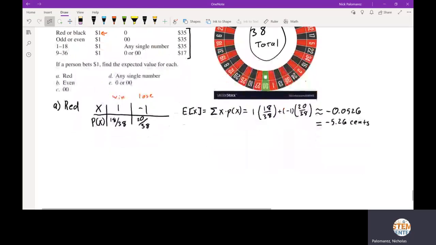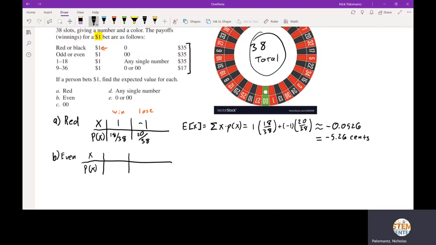So for part B, we are looking at betting on an even value. And we're going to follow the same procedure. We're going to make a probability distribution for winning and for losing. We'll use the same columns there. So let's take a look. If we bet on even or odd, we still get $1 if we win. So our possible winnings is $1, and we can lose, getting negative $1 if we do not land on the even or odd that we bet on.